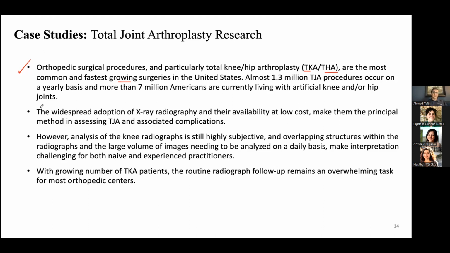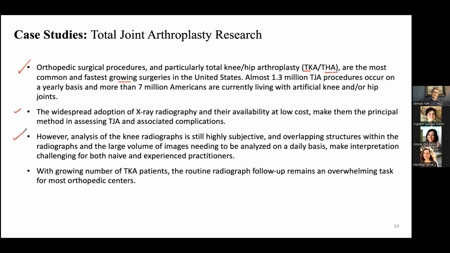So the second fact you can see here is the widespread adoption of, generally speaking, knee and hip radiographs, including X-ray images, CT images, and also MRI images, and also their availability at low cost. This makes those kinds of images the principal methods in assessing, analyzing, and evaluating total joint arthroplasty and also associated complications, including bone lucency after surgery, bone loosening after surgery, infection, fracture, those kinds of things.